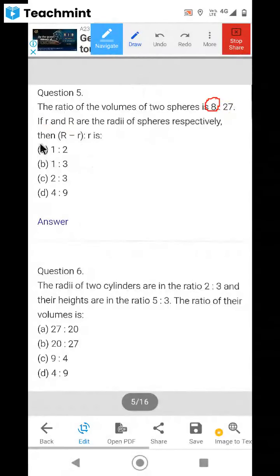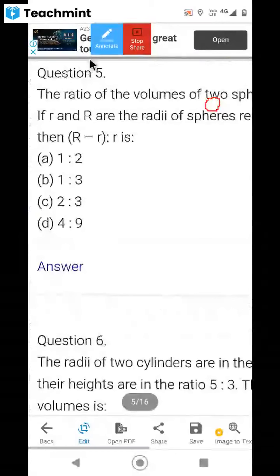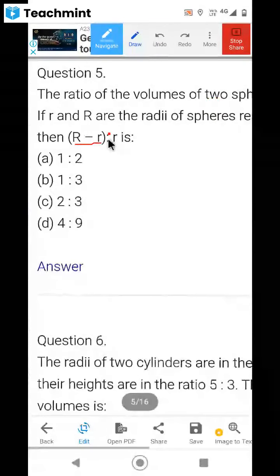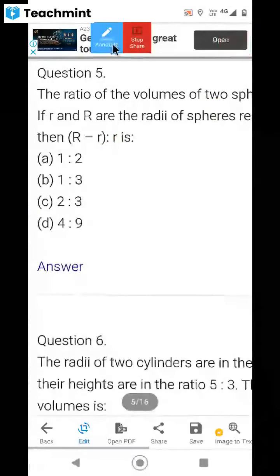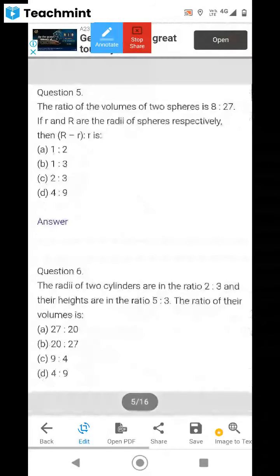What they're asking, then R minus r raised to, can you see this ratio? R minus r, whatever R minus r I am getting, ratio r, they're asking this. R minus r, then a ratio r, small r, they're asking that. Okay. Let us try to find out it.